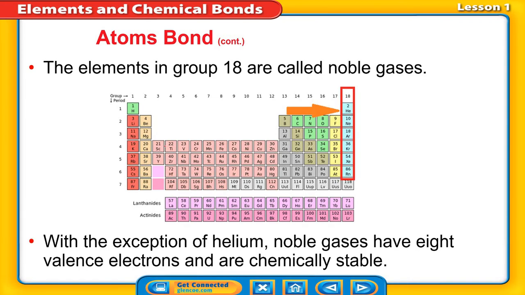The elements in group 18 are called noble gases. The noble gases don't bond with other elements, with the exception of helium, because it has 2 electrons only, so it just fills the first energy level. It doesn't need other energy levels. So noble gases have 8 valence electrons and are chemically stable.